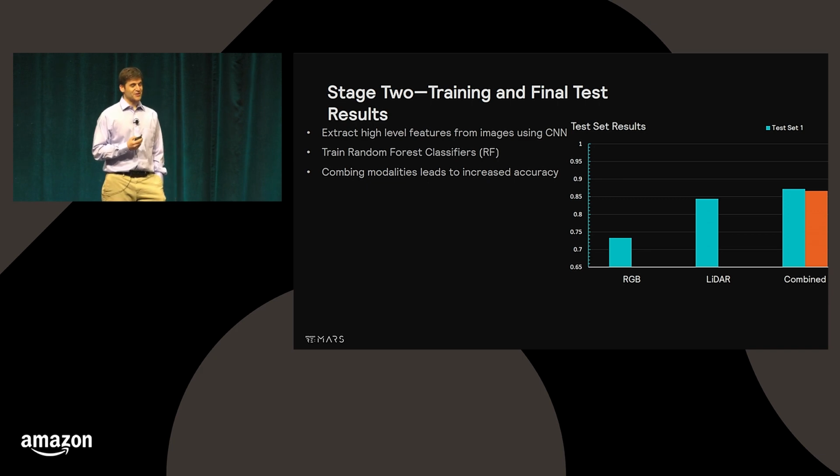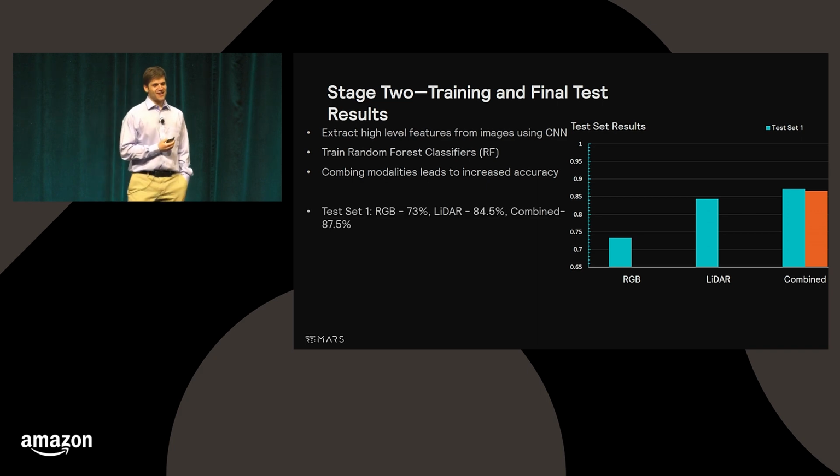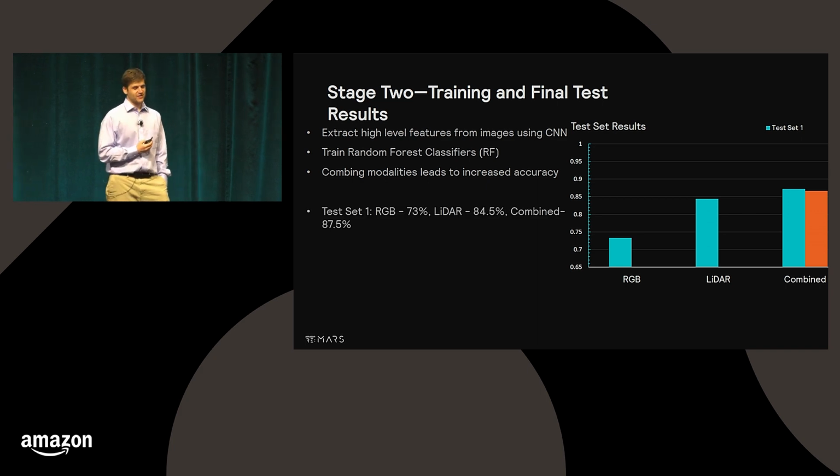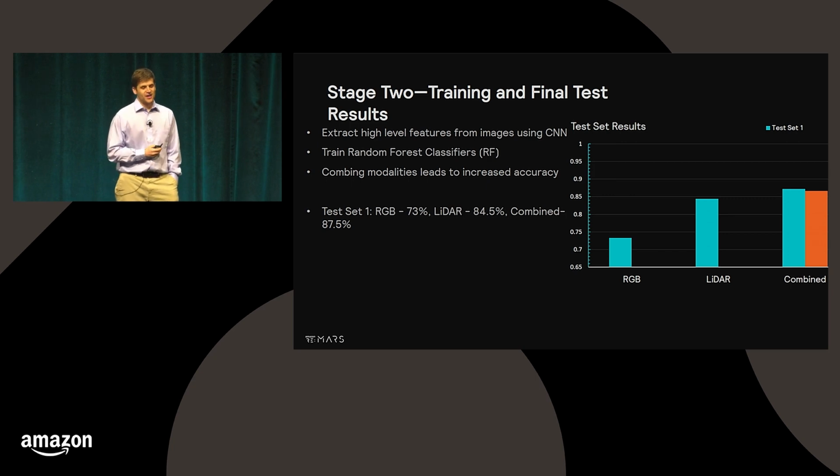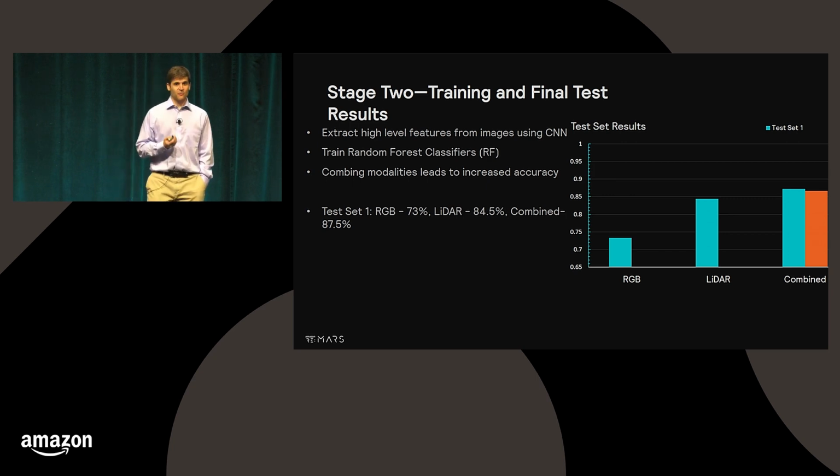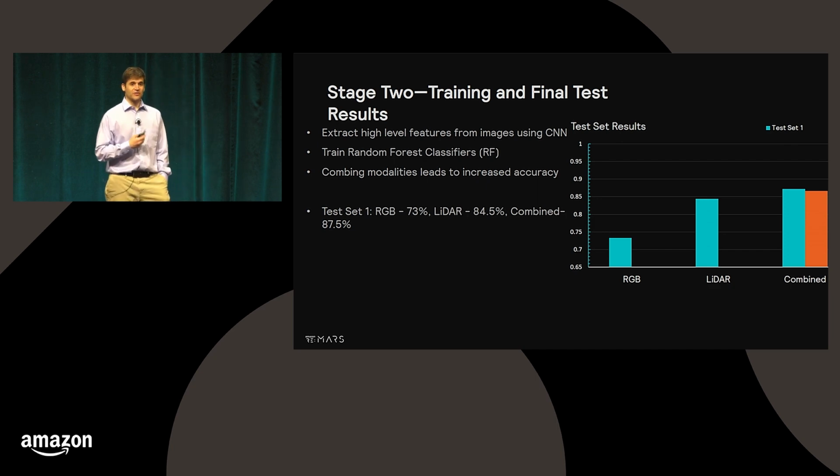First things first, you can notice that accuracy drastically dropped. It went from like 98% to much, much lower. For test set 1, which was the Manhattan-Witten data set, it was around 73% accuracy when looking at satellite images. With lidar information alone, it was around 84.5%. By combining the modalities, we had around 87.5% accuracy.